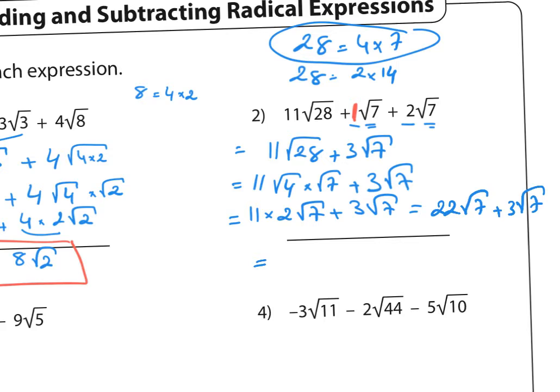And since we have the same root, square root of 7 and square root of 7, we can combine 22 with 3. What is 22 plus 3? That's going to be 25. So the answer will be 25 square root of 7.